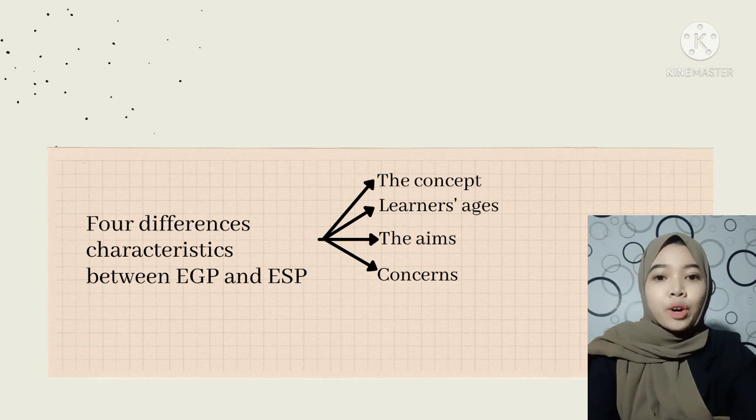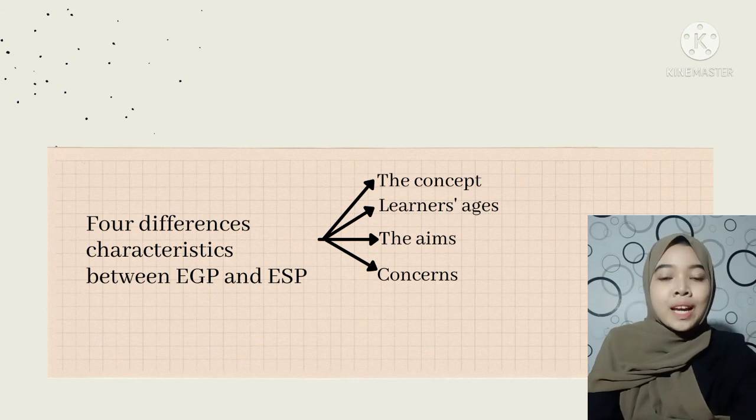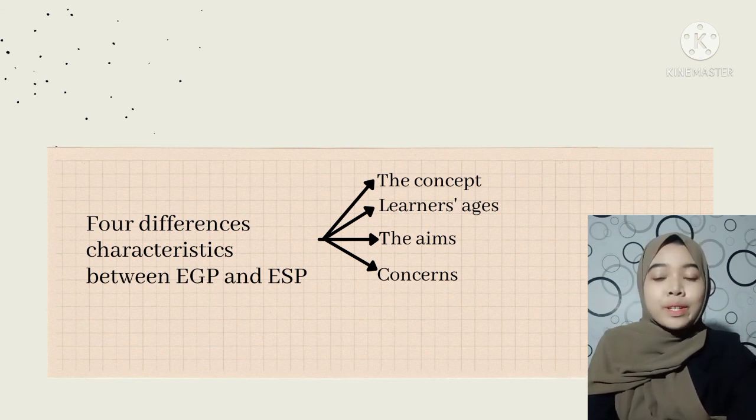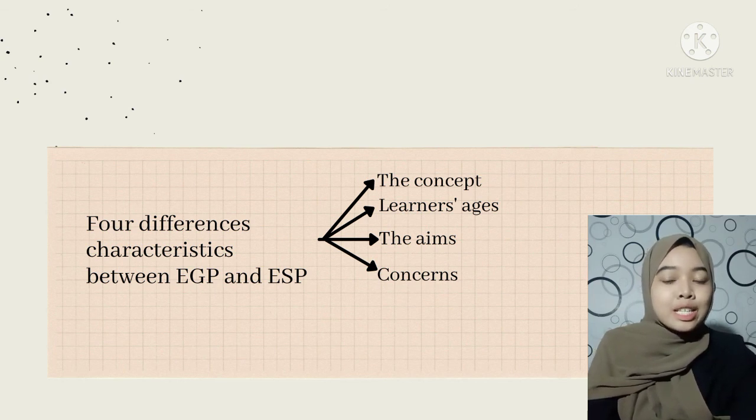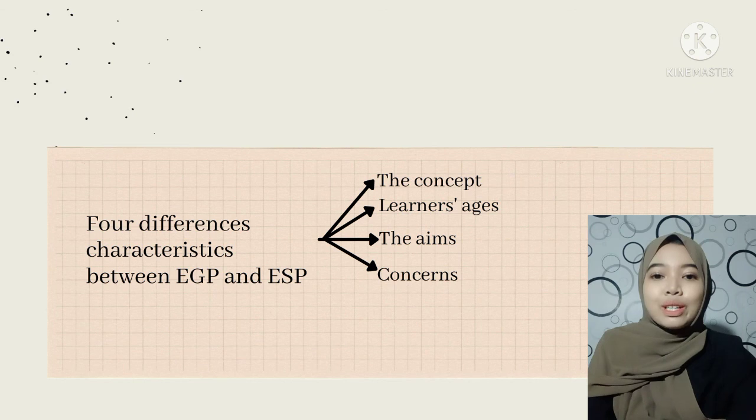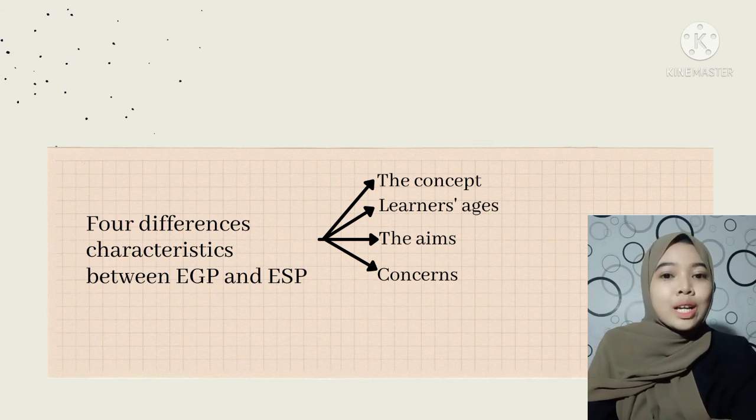Number 5. Four differences in characteristics between EGP and ESP. EGP is English for general purpose. So the learners learn generally about English, the overall. But ESP is English for specific purpose. So the learners learn about the specific purpose that the learner needs, so it will reach the goal of the purpose.